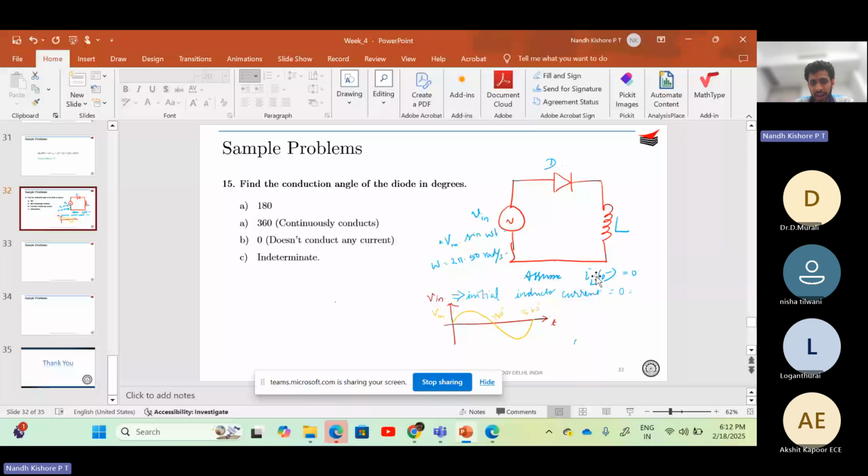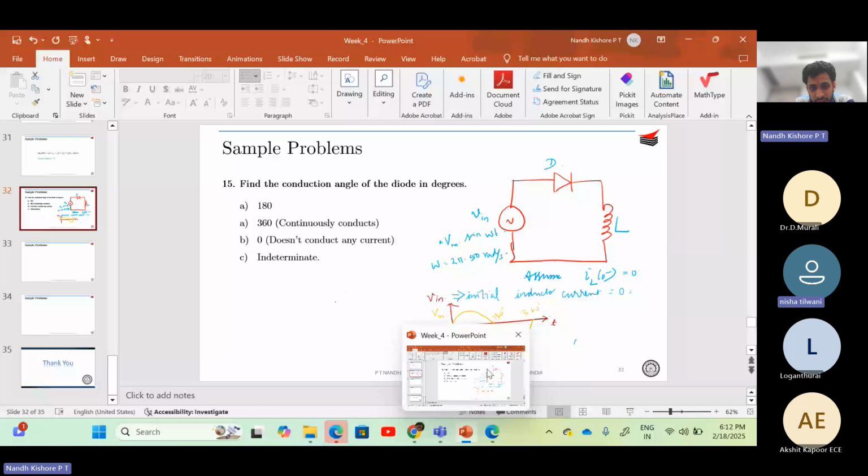Is it 180 degrees conduction of the diode? For how much time will the diode conduct? That means for how much time is current going to be there, when the diode is forward biased or turned on. Can someone tell? Option A is 180, option B is 360, option C is 0, it doesn't conduct, and option D is that not enough information is given in the problem. Can anyone attempt to answer this question?